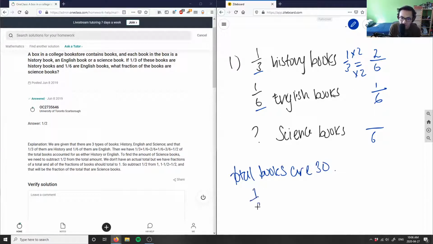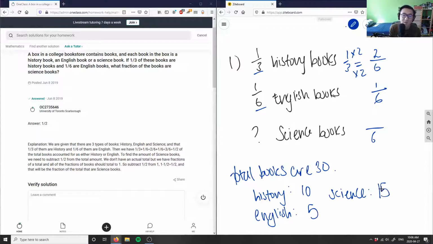So history would be 1/3 of 30, which would be 10, and then 1/6 of 30, which is English, would be 5, right? So therefore, how many science books are left? Well, you can simply do 10 plus 5 and subtract that from 30. So 30 minus 10 minus 5 would give me 15. So I have 15 science books left.